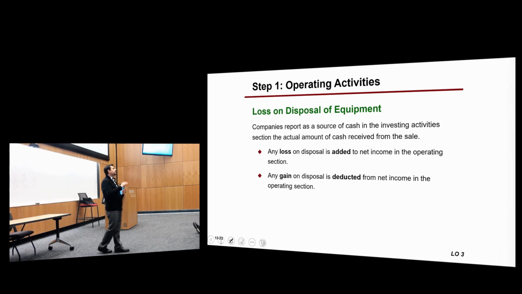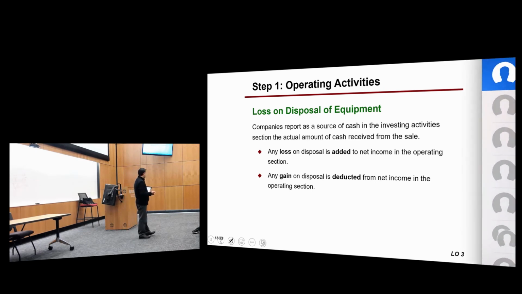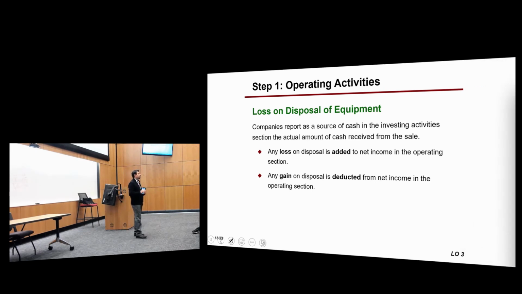But no, there is not. No one will tell you that, okay, this is the money for your gain and this is the money for your loss. Under the accrual basis, we recorded that as gain or loss. On the cash basis, we have to adjust for it. So what do we do? When you have a loss, it has decreased your net income. It's like an expense, right?